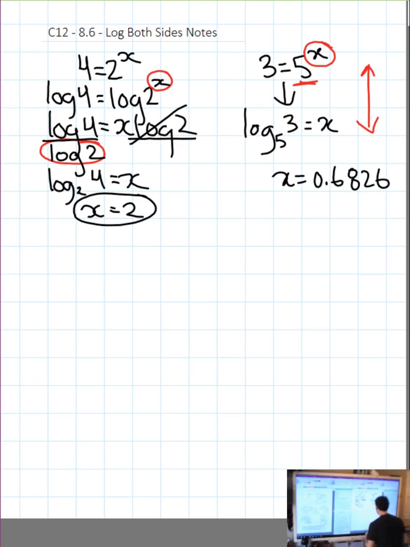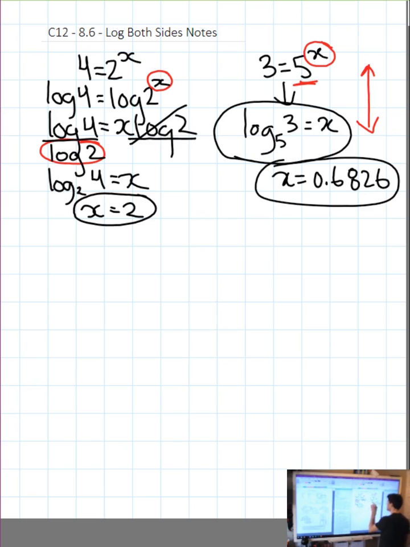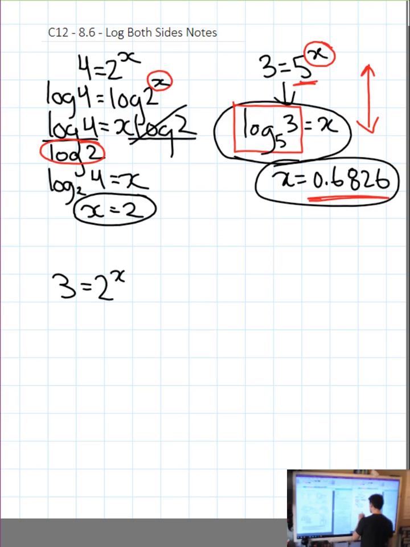0.6826. Lots of the times they'll just say turn into log form, or actually answer the question in a decimal. But this is an exact value for x. This is a rounded decimal. So just going into a little bit of steps before we log both sides. Let's say 3 equals 2 to the x minus 1. I want to make sure that I add 1 to both sides. 3 plus 1 is 4 equals 2 to the x.